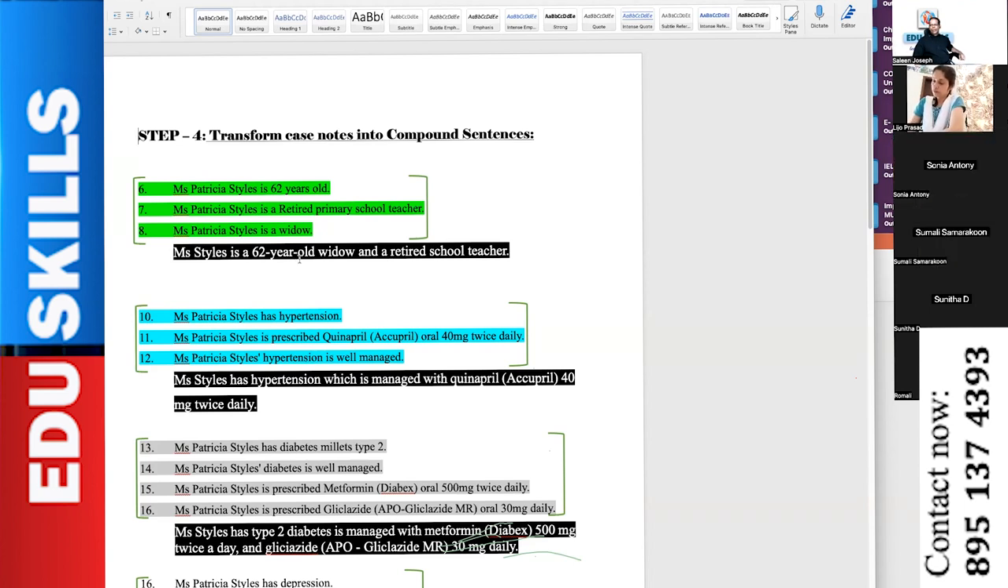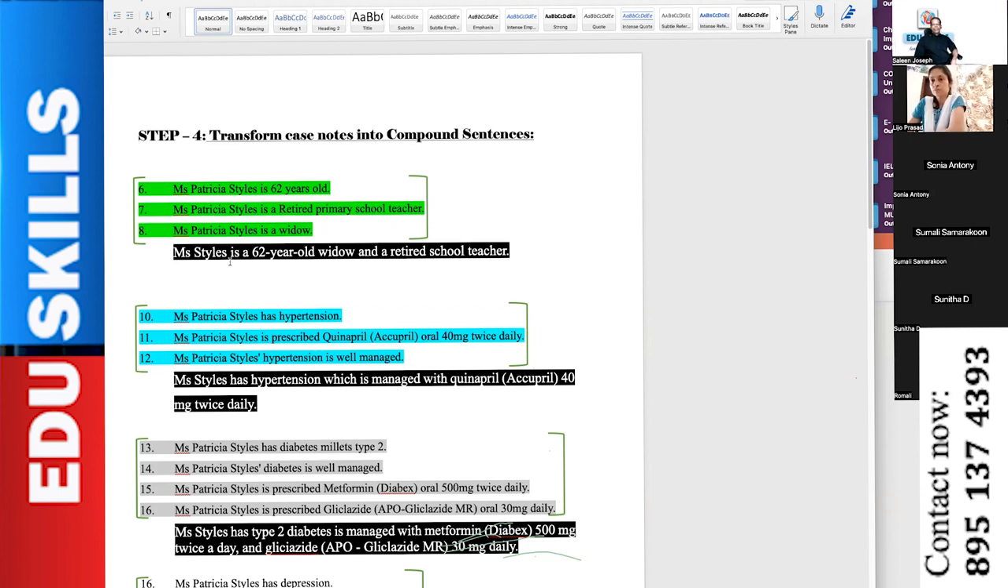Never write years old when you write it with a hyphen, okay? It is 62-year-old. That is a single word, 62-year-old. There is no space between 62 and hyphen or hyphen and year. There are no spaces in between at all. Okay, when you write, there is no much issue regarding that. So these three sentences: Ms. Patricia Styles is 62 years old. Ms. Patricia Styles is a retired primary school teacher. Ms.